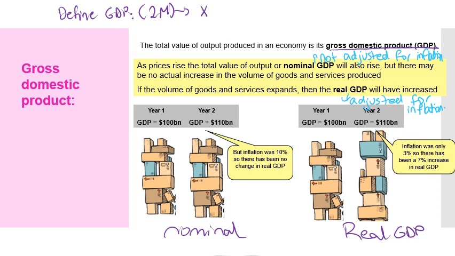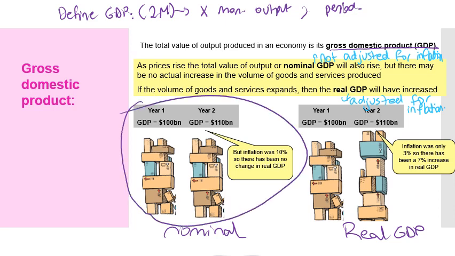You will not get the marks. What you are supposed to say is that it measures the monetary value of the output produced in an economy over a certain period of time. So monetary value of output produced in an economy over a period of time, then you will get the 2 marks. Now let's have a look at this image first, so I can explain nominal GDP. And please listen to the explanation.